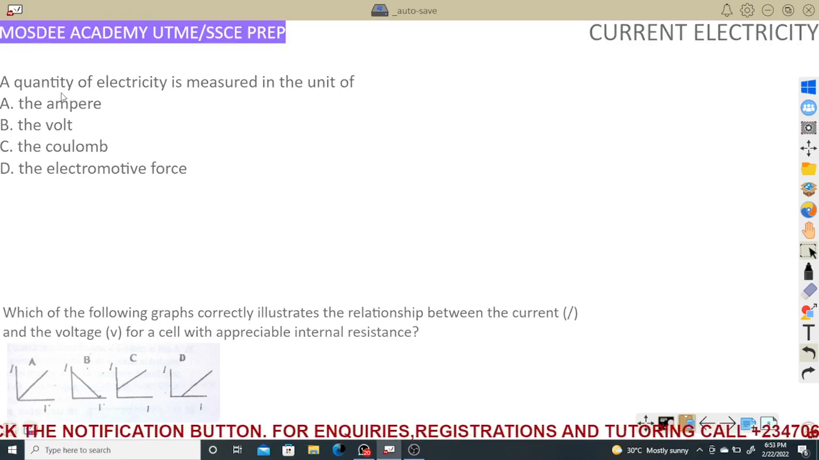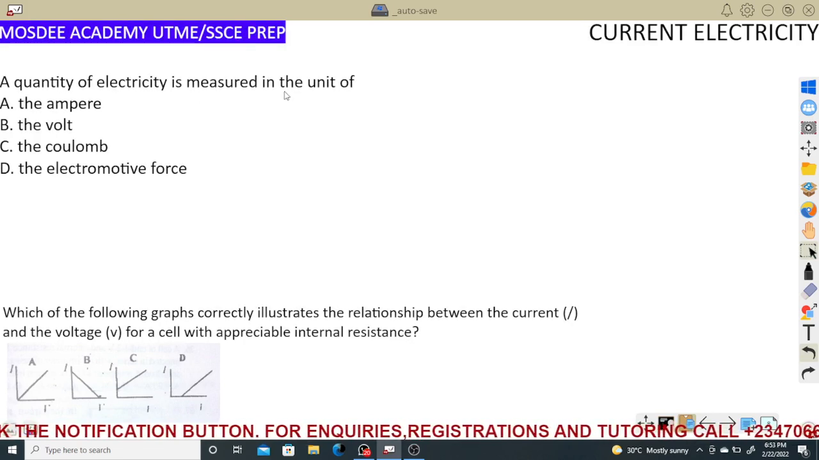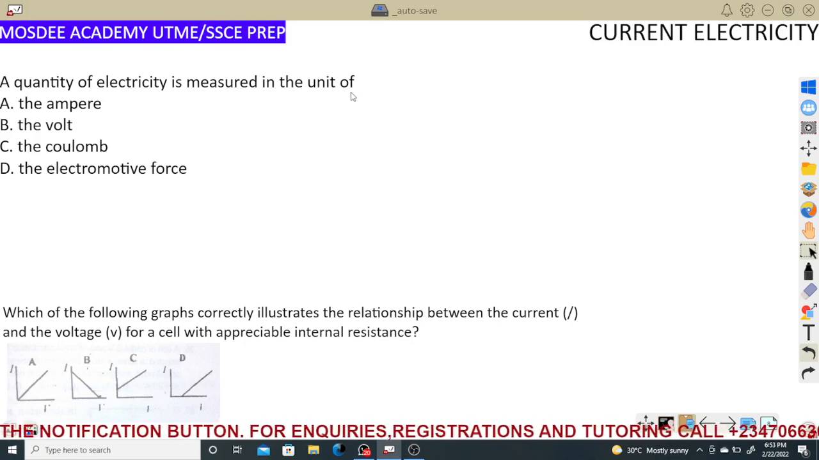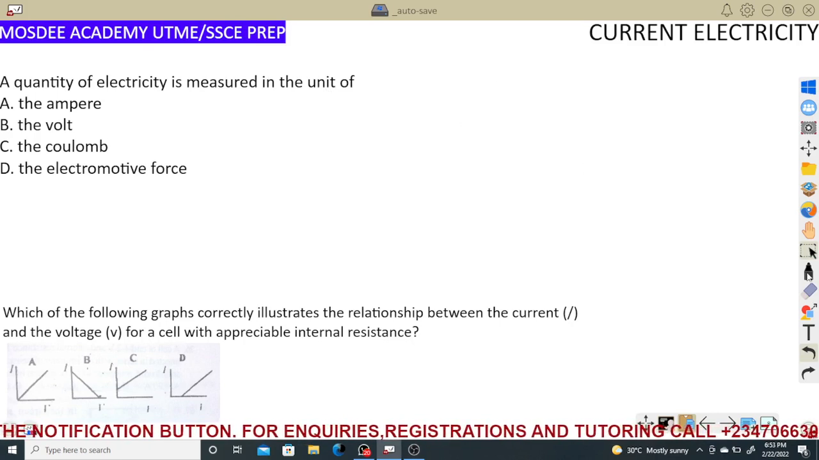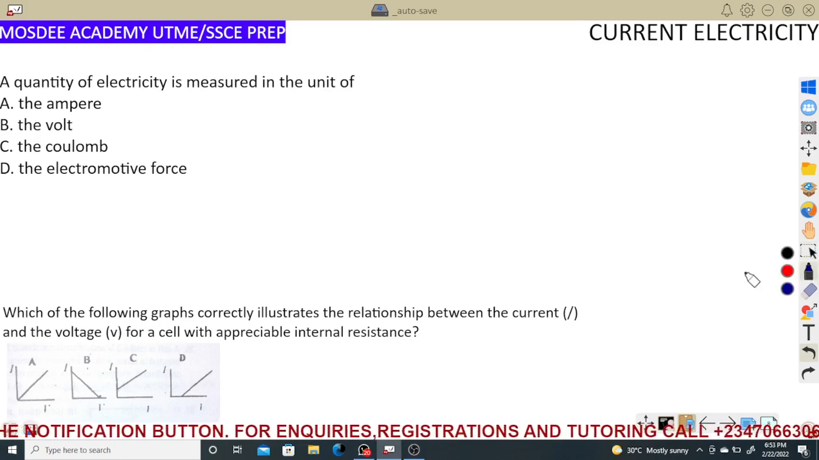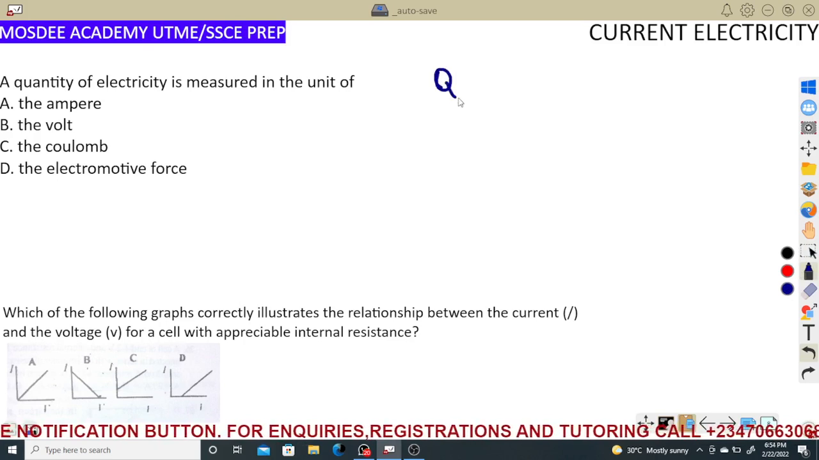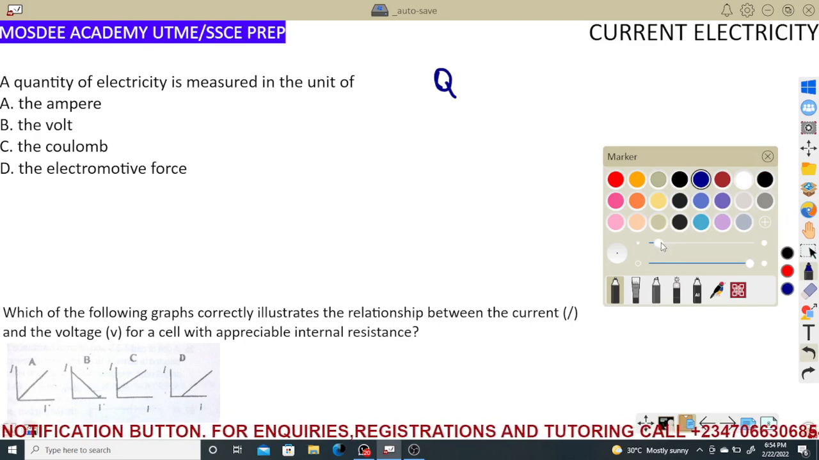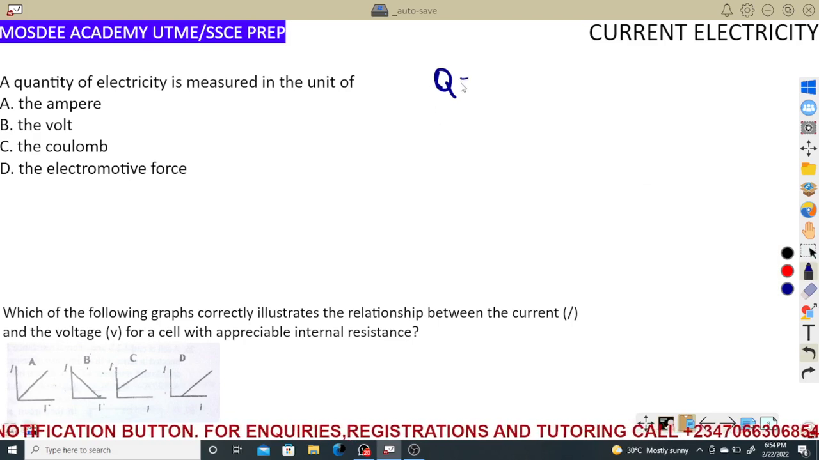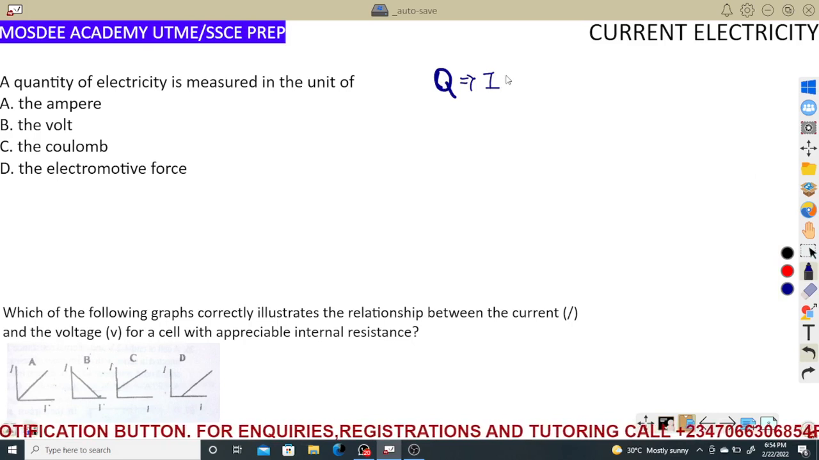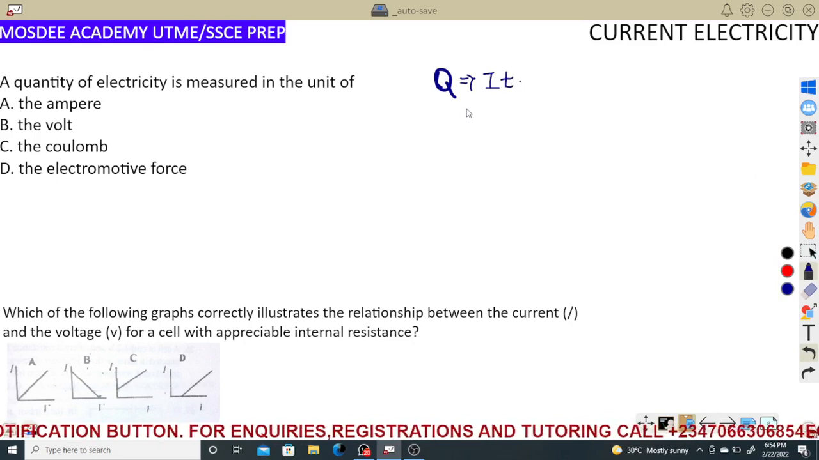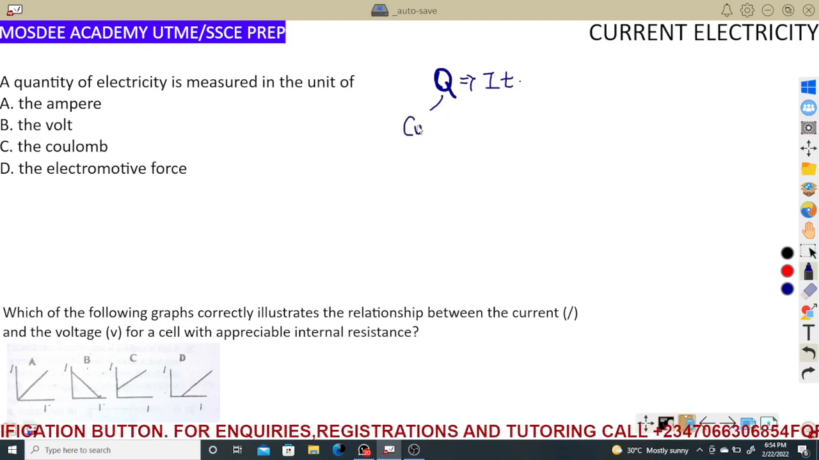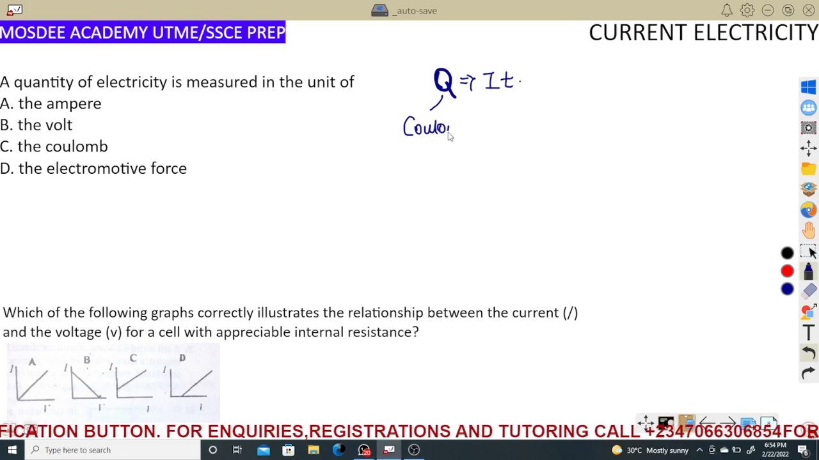Now, the first question here is: a quantity of electricity is measured in the unit of dash. I think we have talked about that under capacitors and under electrical cell. The quantity of electricity, Q, is given as the current multiplied by time, which you have also studied in chemistry, according to Faraday. So this quantity of electricity is measured in what we call coulombs. Please keep that at the back of your mind.